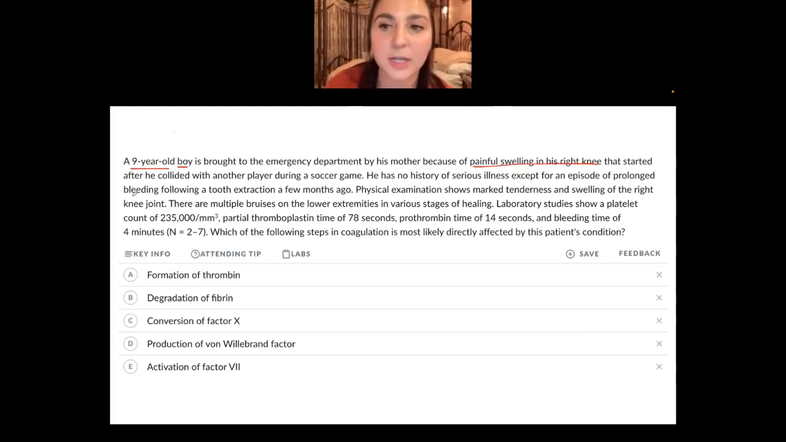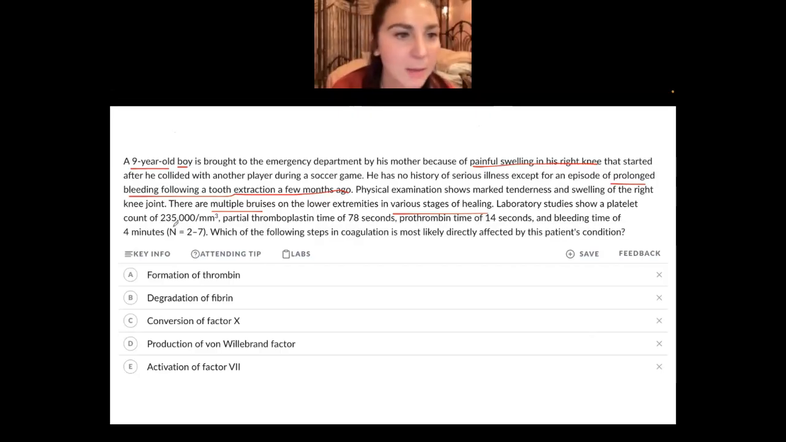He has no history of serious illness except for an episode of prolonged bleeding following a tooth extraction a few months ago. So this is what I was mentioning just now. You have a tooth extraction and prolonged bleeding, that's more of a secondary issue as well. Physical exam, marked tenderness, swelling of the right knee joint, multiple bruises on the lower extremities in various stages of healing. This could be primary. It's hard to tell. But so far we're 2 to 1 secondary to primary, right? And this is what I'm saying. When you're doing these questions, just with the symptoms, what does this sound more like? Does this sound like a primary? Does this sound like a secondary? Because some of the symptoms can overlap.